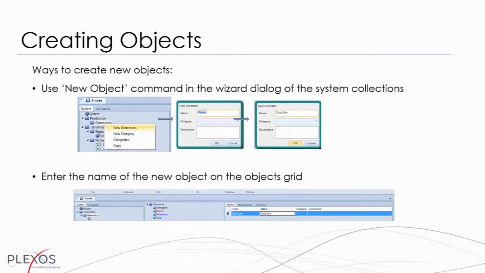Creating an object. There are two ways to create an object in PLEXOS. Use the new object command in the wizard dialog of the system collection. You can right click on generators, for example, and type in the name and hit OK. The other way is to enter the name of the new object on the object grid.